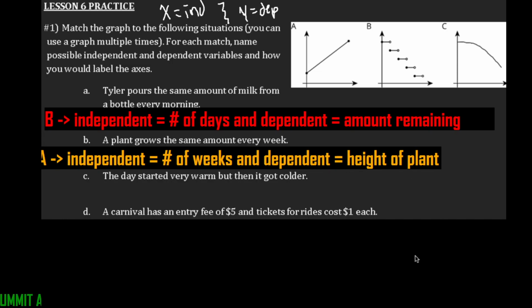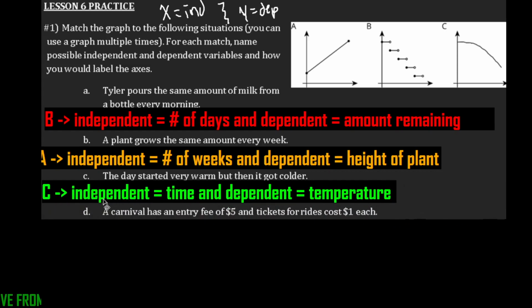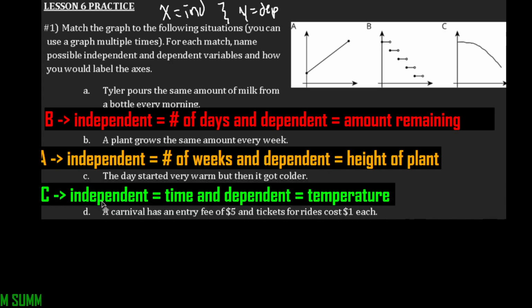And then for that third one, it says the day started very warm, but then it got cooler. So we're going to say that that's going to be that choice or graph C, where the independent variable is going to be the time, and then the dependent variable is going to be the temperature, because the temperature depends on the time of the day, because it gets colder as the day goes on.